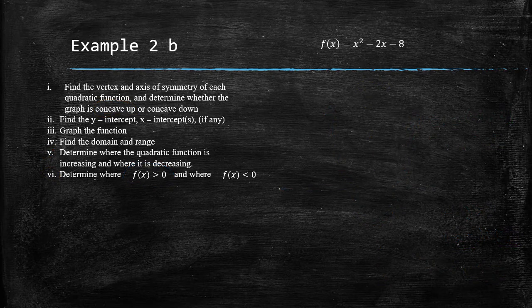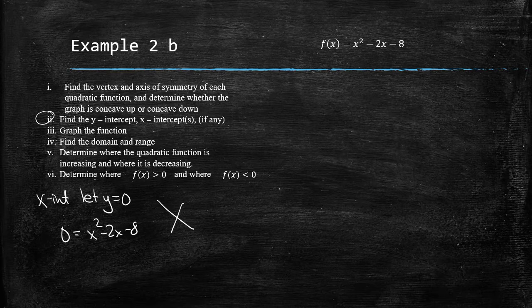Okay, same directions for part B. Okay, f of x is x squared minus 2x minus 8. This function is factorable, so I'm going to start by finding the x-intercepts. So I will let y equal 0. So we're looking for two numbers that multiply to be negative 8 and add to be negative 2.